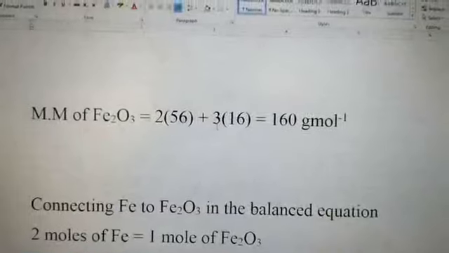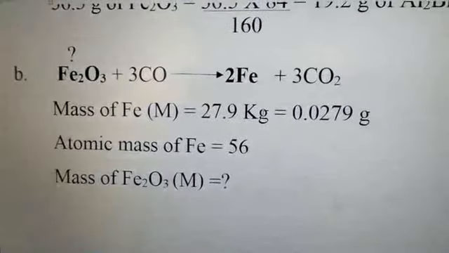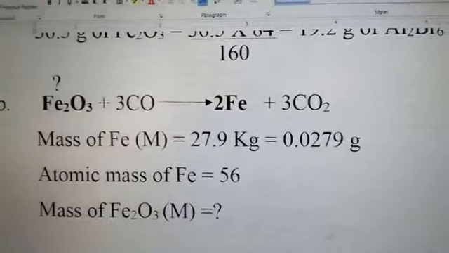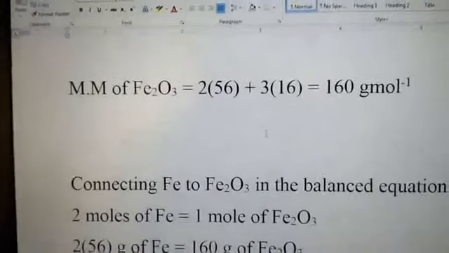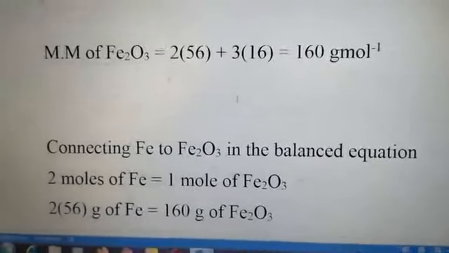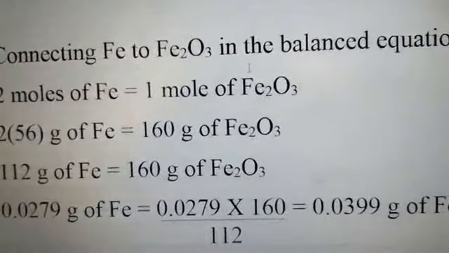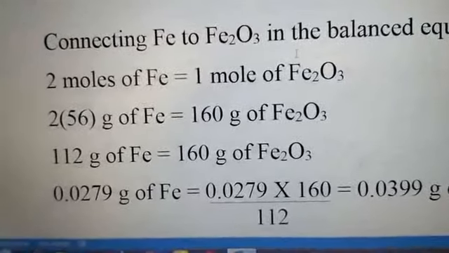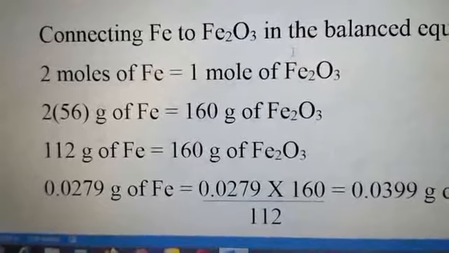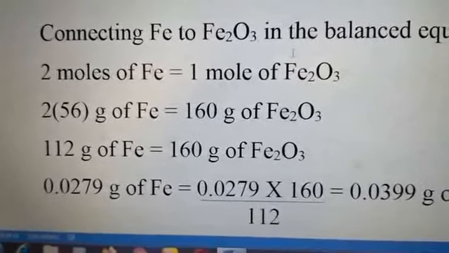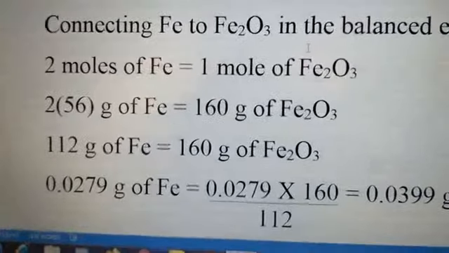So we now connect the 2 substances. In the balanced equation, we connect iron to iron III oxide. Start from the known: 2 moles of iron is equivalent to 1 mole of iron III oxide. So let's go to the solution. Connecting iron to iron oxide in the balanced equation, 2 moles of iron to 1 mole of iron III oxide. We'll now convert the moles to masses. How do we convert moles to masses? We replace the mole with the molar mass. The atomic mass of iron, being a monatomic metal, is 56, so 1 mole of a metal is equal to its relative atomic mass. Since we have 2 moles, we have 2 times 56, which gives you 112 grams of iron.